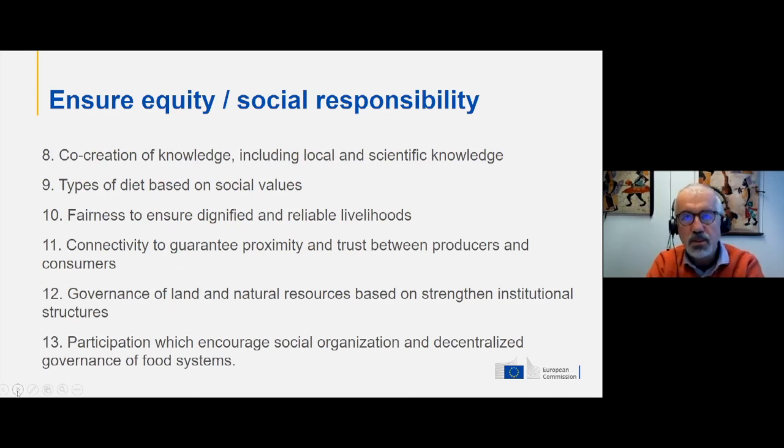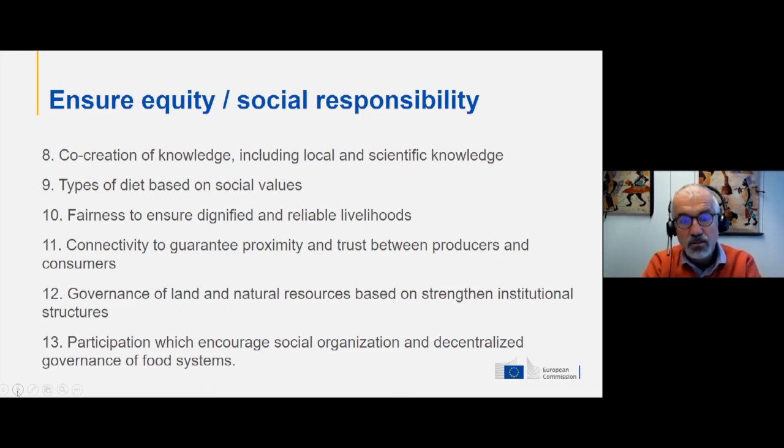Then there is a series of criteria around the social impact and social dimension. So the co-creation of knowledge, including local and scientific knowledge, recognizing the diversity of diets and social values. That is the need to develop dignified and reliable livelihoods, and a principle around connectivity in order to guarantee proximity and trust between producers and consumers, the different actors.